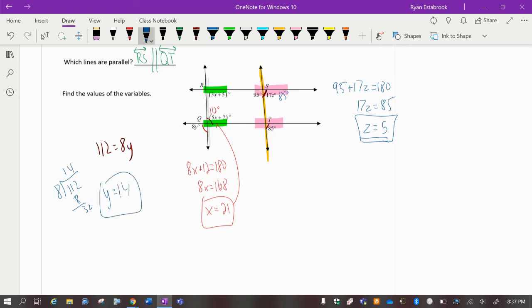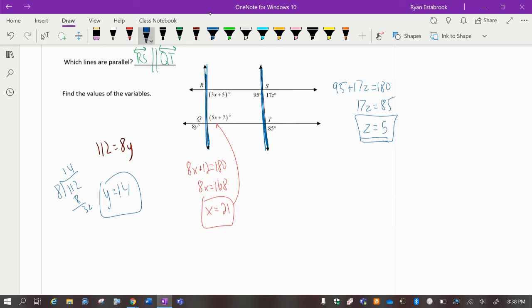I know that these two lines are parallel to each other. I found that early in the problem. But maybe, just maybe, it's also true that this line is parallel to this line. So I do want to check that right now.